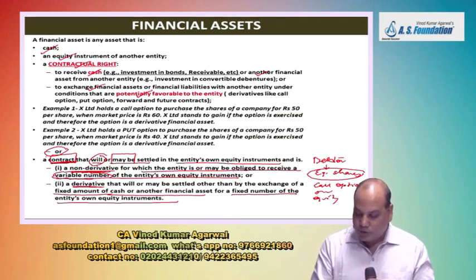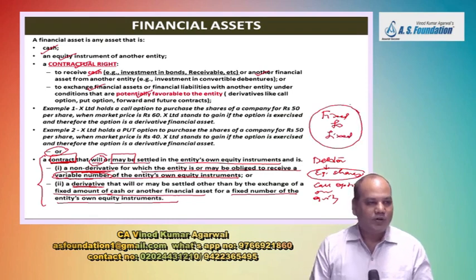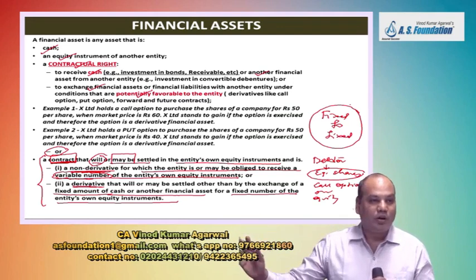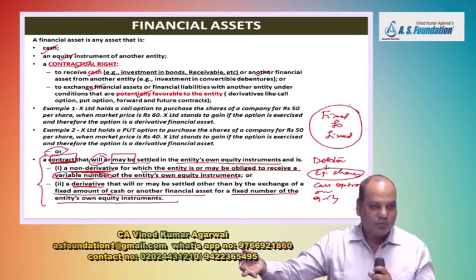Okay. Fixed for fixed does not qualify as a financial asset or a financial liability. They are called equity instruments. Fixed for fixed means that the contract gives rise to a risk to the holder of the instrument.